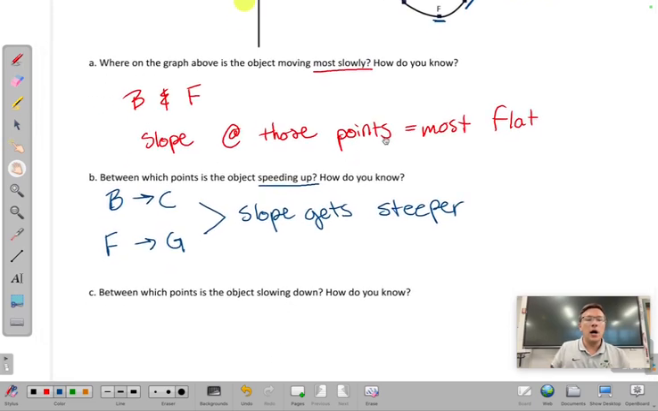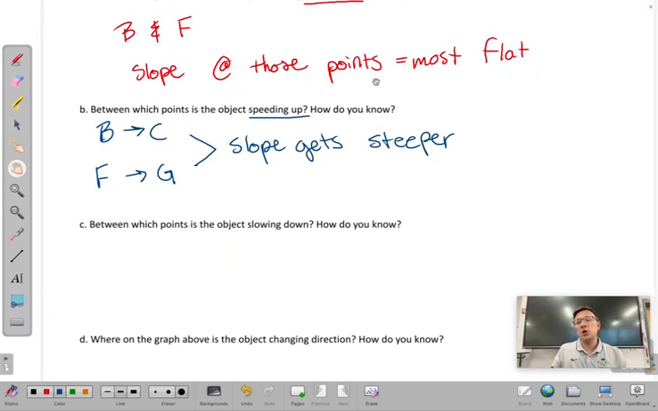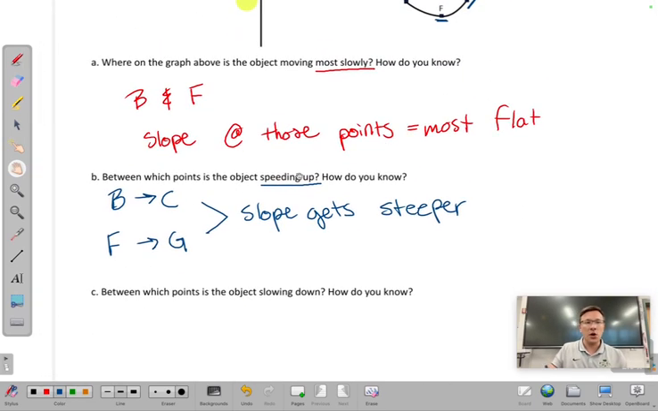Okay. Between which points is the object slowing down? So we've kind of already talked about that in the problem that we just did. Where is it slowing down?